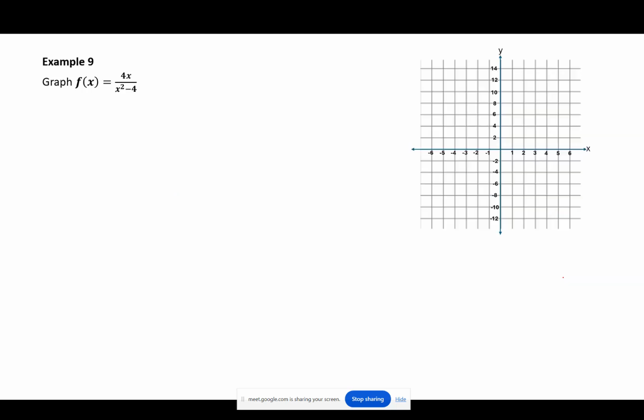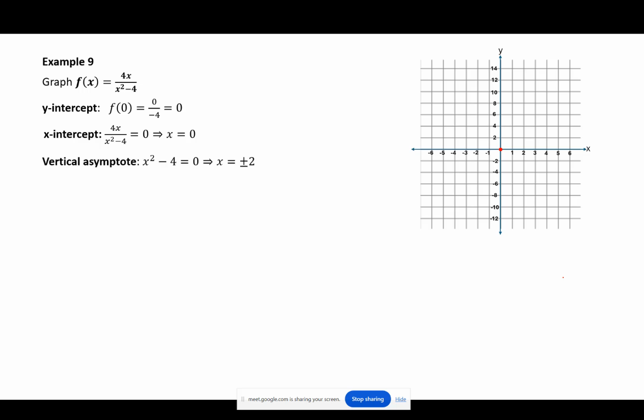Here we have f of x equals 4x over x squared minus 4. And so we are going to see all that information we just found out. So the y-intercept is when x equals 0. Plug in 0 for x and you get 0. So the y-intercept is 0. So the origin, that's where it crosses the y-axis. The x-intercept is where the function itself equals 0. So 4x over x squared minus 4 equals 0 only when x is 0. So again, that intercept is at the origin.